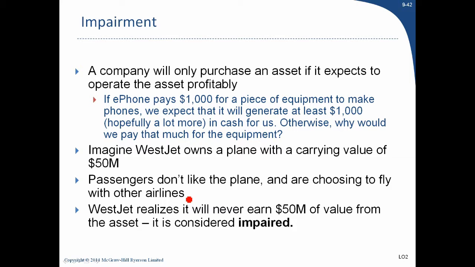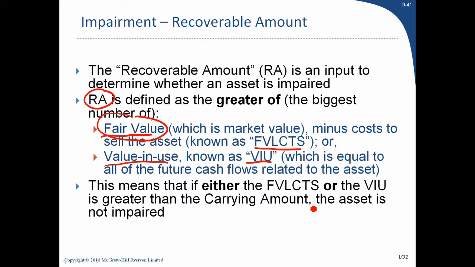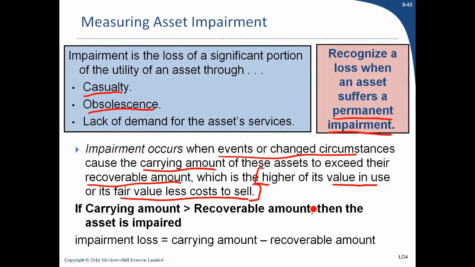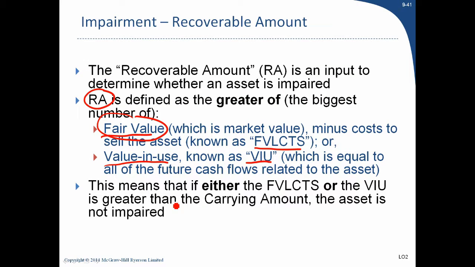So here's an example. WestJet owns a plane with a carrying value of $50 million. Passengers don't like the plane and are choosing to fly with other airlines. We realize we're never going to earn $50 million of value from the asset. So all you need to know for the final is just that assets can be impaired, and they're impaired if the carrying amount is greater than the recoverable amount. But I'm not going to ask you to do an impairment calculation because that's complex.